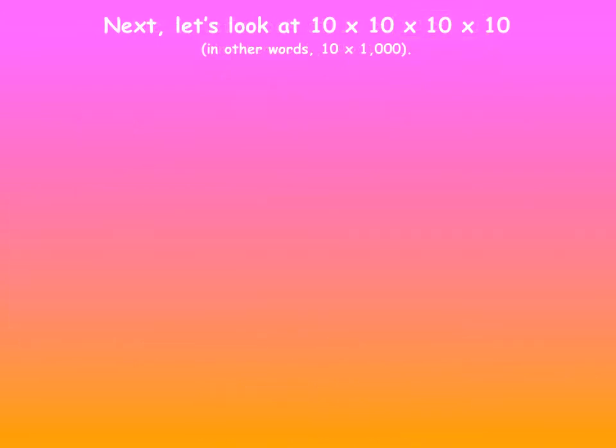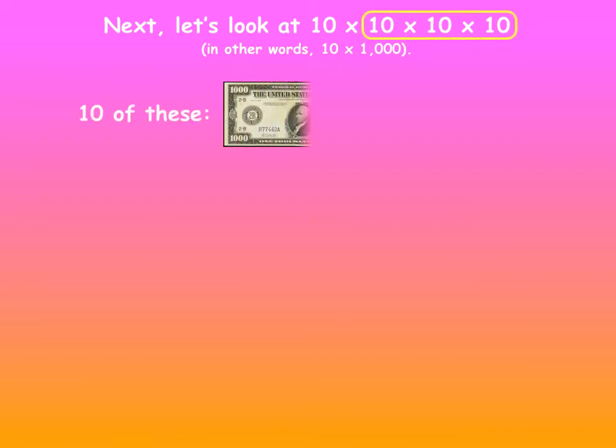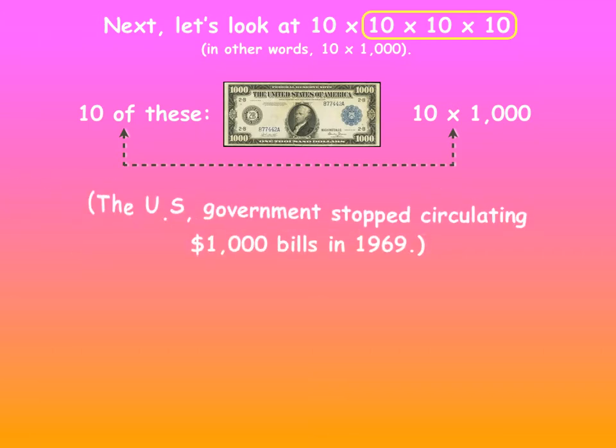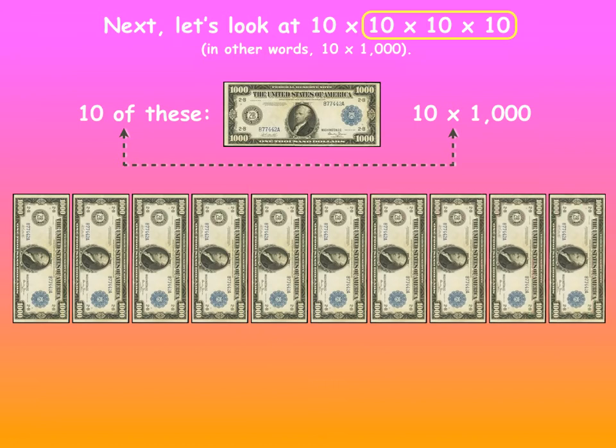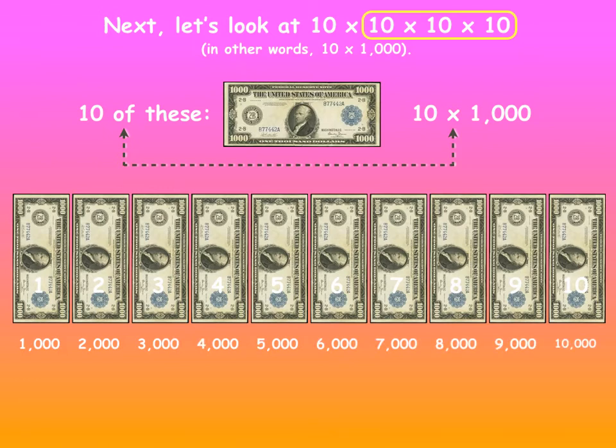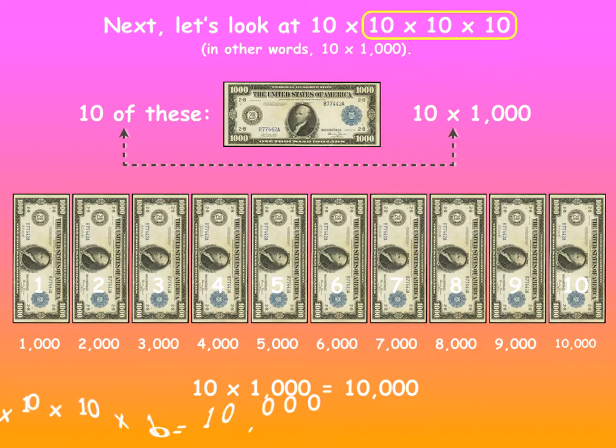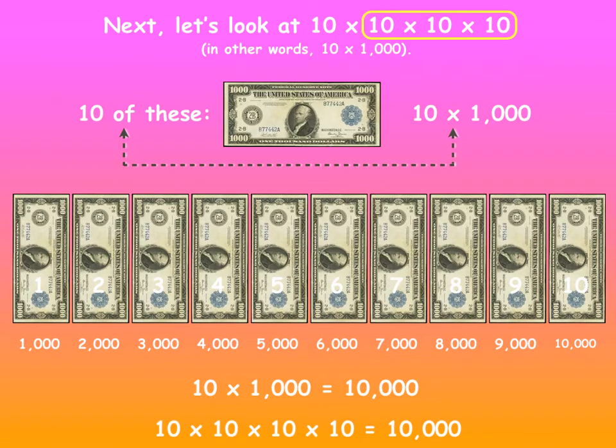Next, let's look at 10 times 10 times 10 times 10. In other words, 10 times 1000. 10 of these $1,000 bills is an example of 10 times 1000. By the way, the government doesn't make those anymore. And here's 10 $1,000 bills, which makes a total, surprisingly, of $10,000. So 10 times 1,000 is 10,000, or 10 times 10 times 10 times 10 is 10,000.